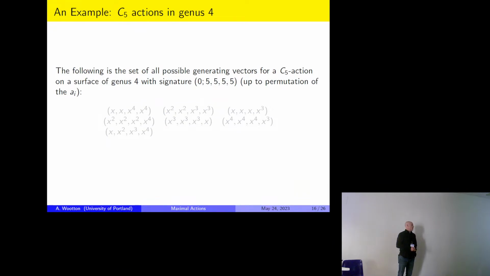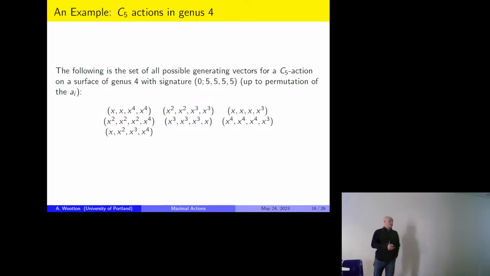Okay, so let's return to our example again. We've already seen that there is at least one example of a cyclic 5 action in genus 4. But I can actually write down now all of the possible generating vectors. What are we simply asking? We're asking that the Riemann-Hurwitz formula is satisfied. We already know that, we've already tested this. And then we need the sum of these exponents to just be congruent to 0 mod p.